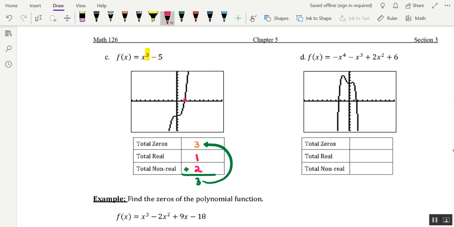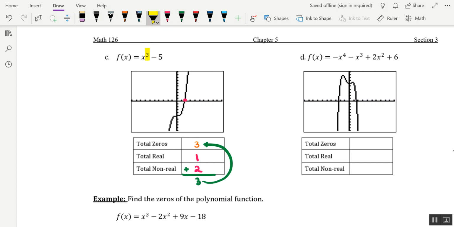One thing I want to point out is that all of your non-real numbers in these tables should be even, and that's always going to be the case because of the conjugate pairs theorem. So remember, any zero that's non-real is going to have its conjugate as being another zero of the polynomial function.